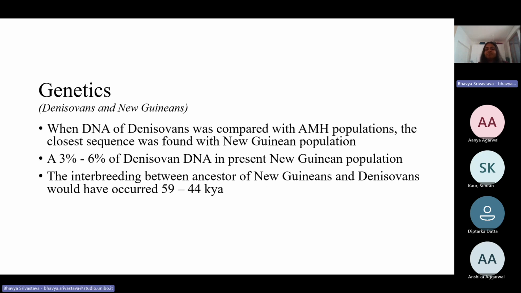So, what was interesting in this study was that although the Denisovan content is far less present than the Neanderthal content in us, also because Denisovans and modern humans have a more distant ancestor as compared to Neanderthals. Still, researchers took DNA samples from modern populations and compared it with the Denisovan DNA, and they found that interestingly, the closest DNA that could be found was with the New Guinean population.